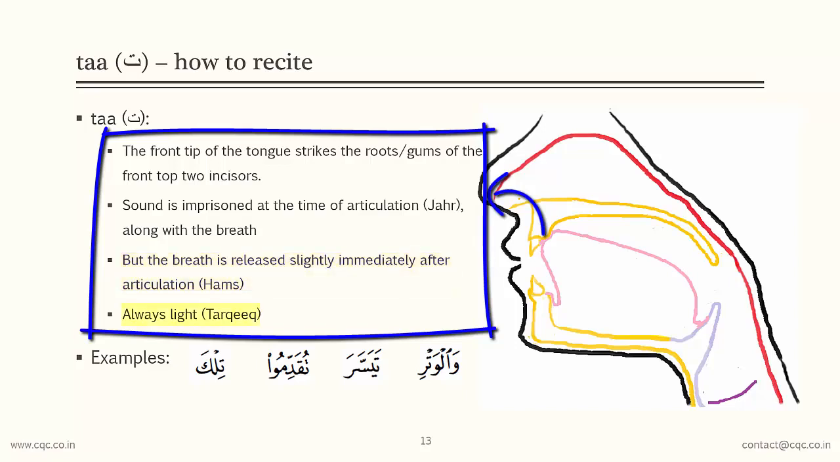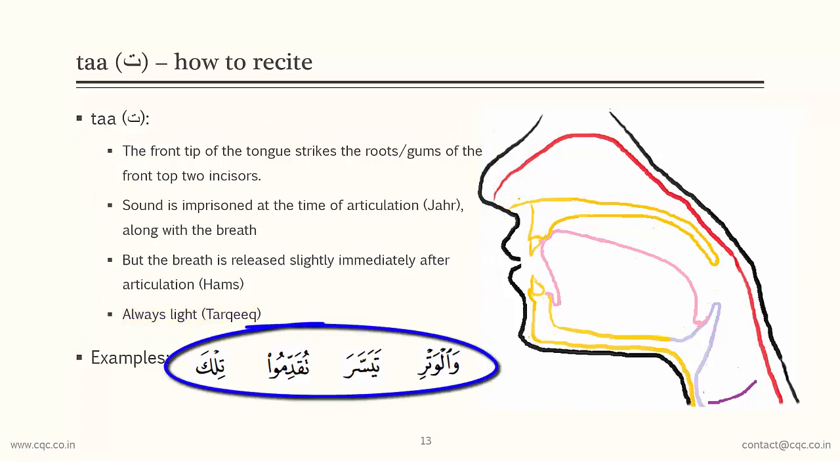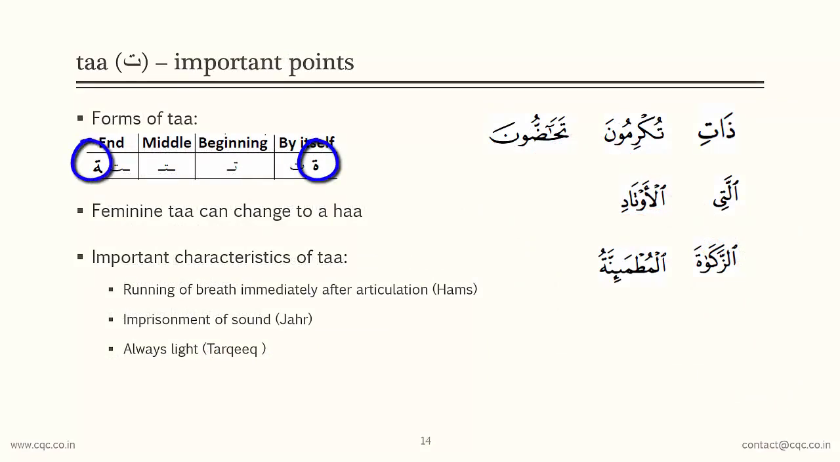Another key difference is that the ta, unlike the ta, is always light. So you recite it as a light ta and not heavy, because otherwise it might sound just like the letter ta. Let's look at the examples. وَالْوَتْرِ تَيَسَّرَ تُقَدِّمُ تِلْكَ. Now the letter ta has additional forms which you can see from this table here.